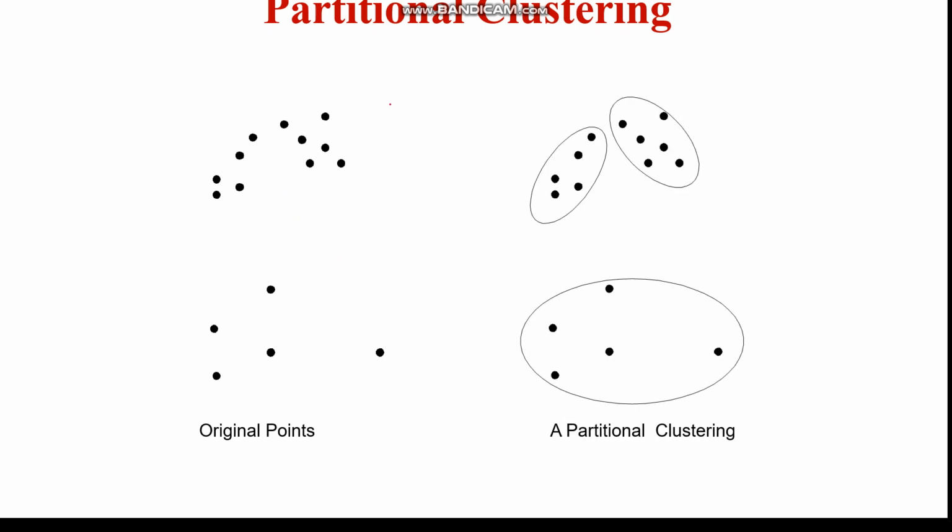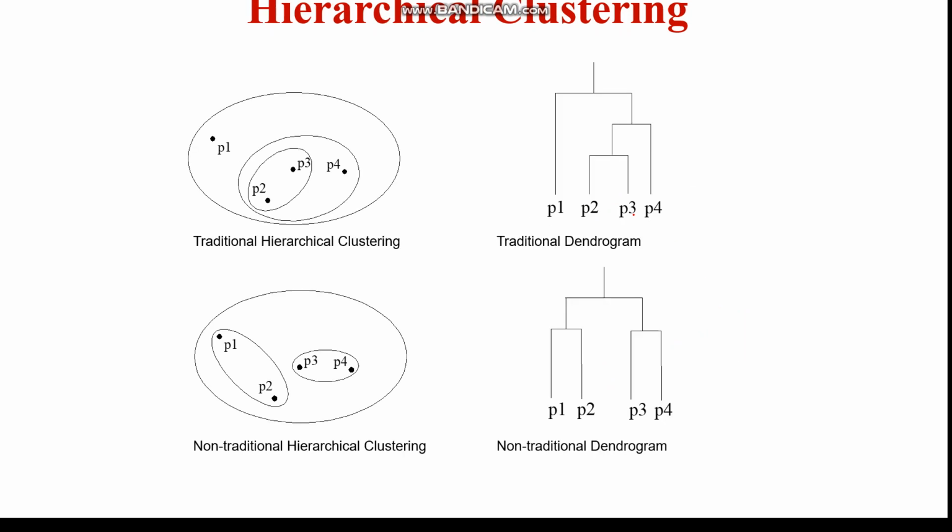This is an example of partitional clustering, where we have certain original points, and based on that we have done the partitioning. We have divided them into two groups like this one and this one. So this is an example of partitional clustering, and this is hierarchical clustering, where it works like this.